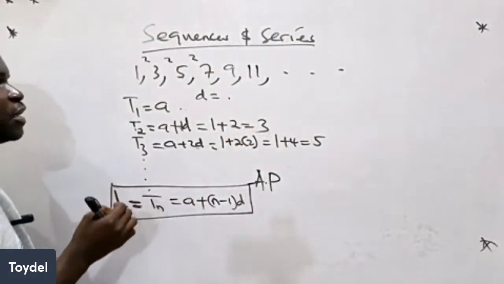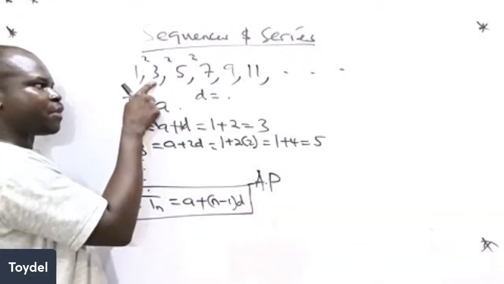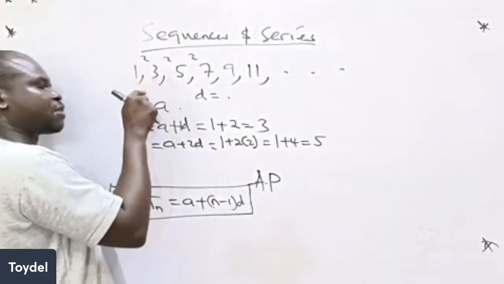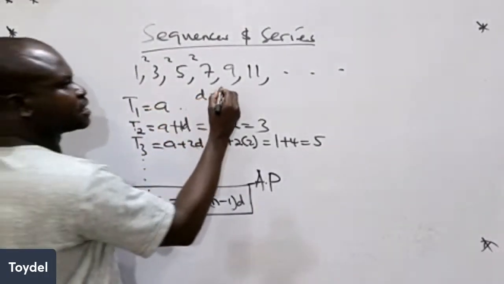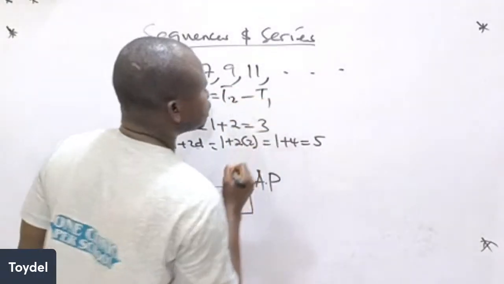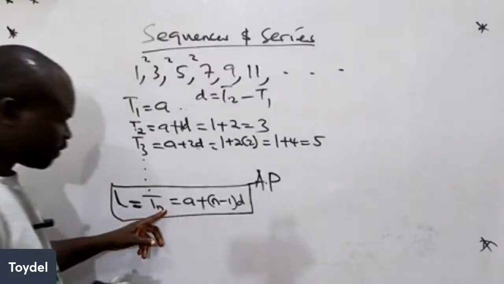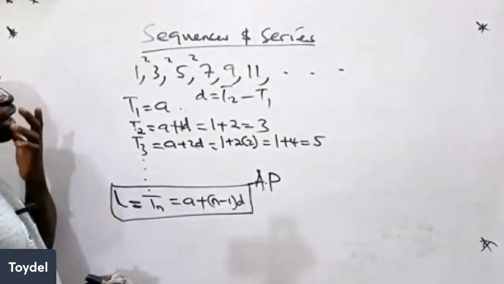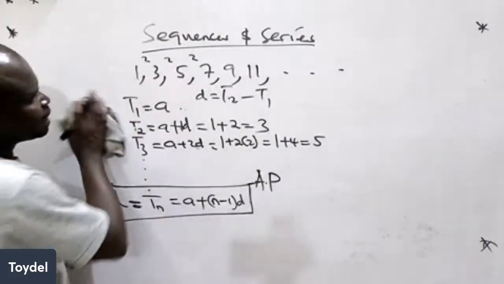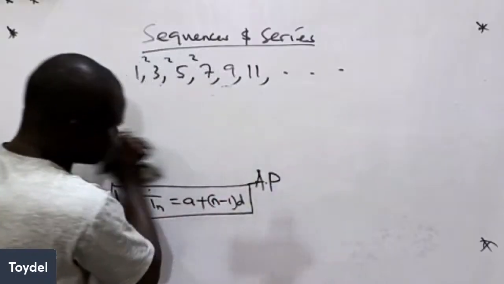Then if I want to know the common difference, I will subtract the first term from the second term, or the second from the third, and in that order. Common difference is second minus first. Under arithmetic progression, we talk about addition and subtraction, because it's a linear sequence. So this is the formula to find the nth term or last term of an arithmetic progression.